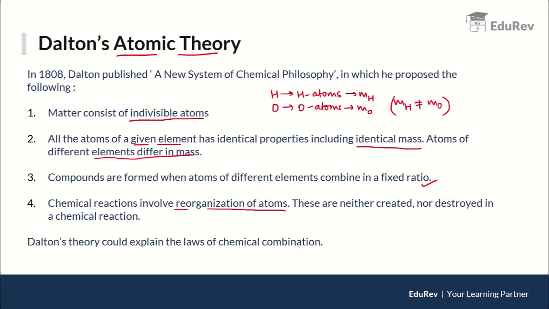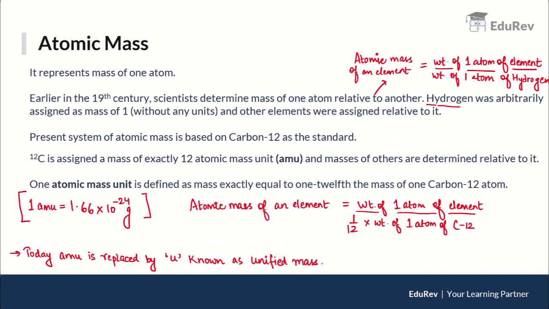Since you have got a decent knowledge about what atoms, molecules, elements, compounds are, and what the laws are, now let us try to understand the terms such as atomic mass and molecular mass. First, we will discuss atomic mass. As the name suggests, it represents the mass of one atom.